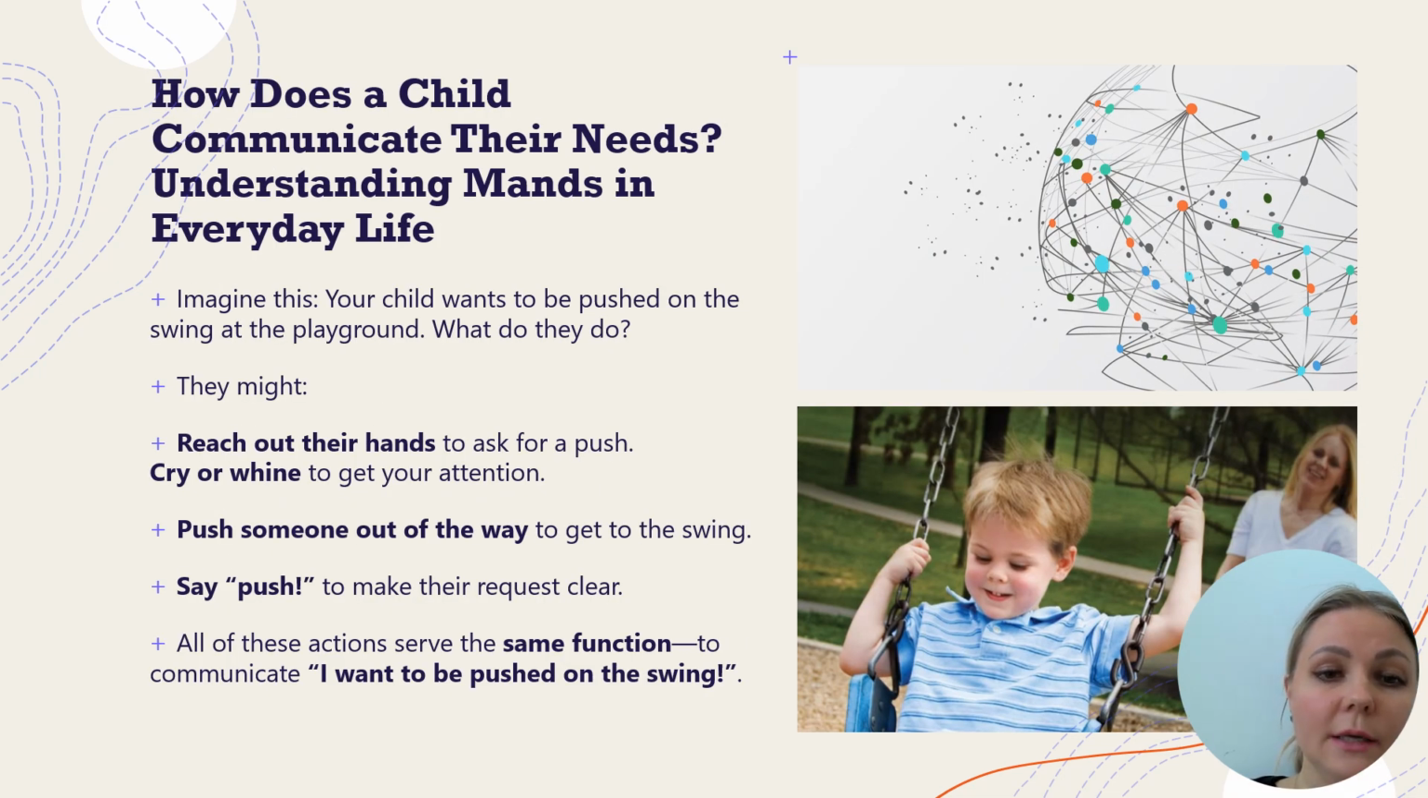How does a child communicate their needs? Understand mands in everyday life. Imagine this. Your child wants to be pushed on the swing at the playground. What do they do? They might reach out their hands to ask for a push, cry or whine to get your attention, push someone out of the way to get to the swing, or say push to make their request clear. All of these actions serve the same function: to communicate, I want to be pushed on the swing.